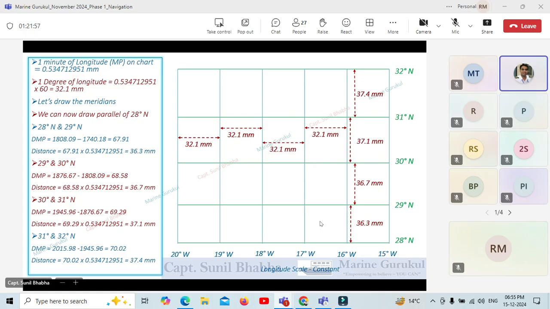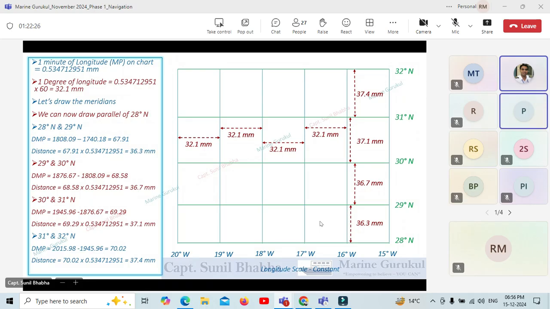Clear, beta? Any more doubts? Excuse me, sir. Go ahead. Sir, in case in the question they are giving north to south latitude or east to west longitude, will this procedure be the same or will it make some difference, sir? Exactly the same, beta. The procedure will be the same. Let them give you any area, the procedure is going to be the same.